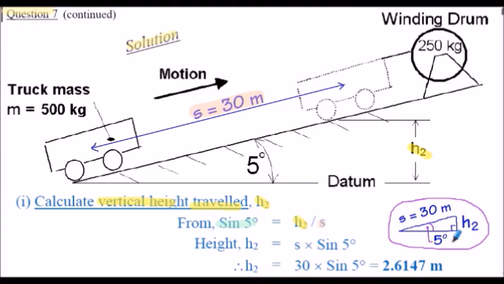Here's a sketch of the right angled triangle we're using here. And rearranging for height h2, that's simply distance s multiplied by the sine of the angle, sine of 5 degrees in this case. Inserting the values, height h2 is 2.6147 meters. So now we have the height h2 of the truck when it's moved 30 meters up the incline.